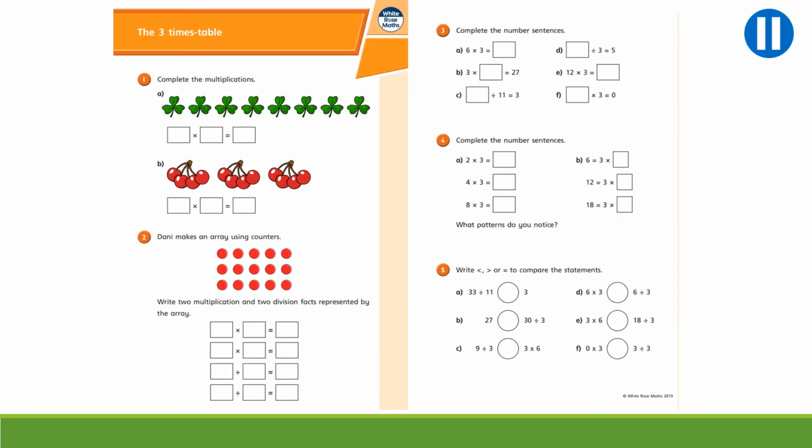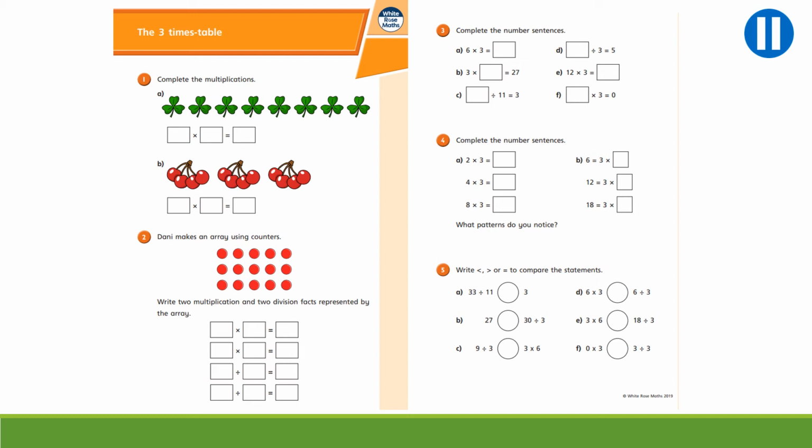Pause the video here to answer these 5 questions. Number 1 asks you to complete the multiplications. So you've got section A and you have section B. And then number 2, Danny makes an array using counters. Write 2 multiplication and 2 division facts that are represented by the array. And we have done this previously.